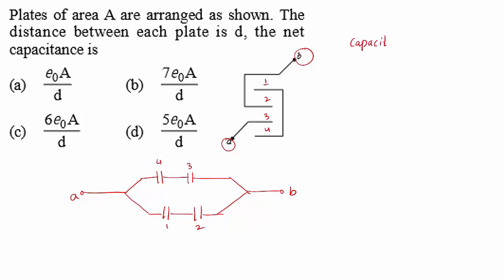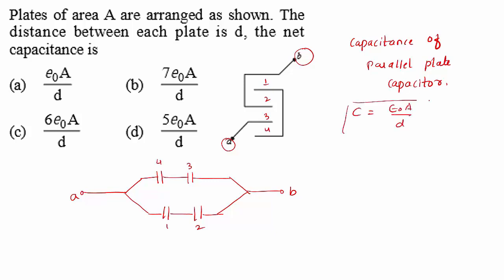Capacitance of a parallel plate capacitor is given by the equation you already studied in your regular classes. C equal to epsilon naught A divided by D. This is the equation for capacitance of a parallel plate capacitor. Epsilon naught A divided by D. So which is the right equation here? Option A is correct.